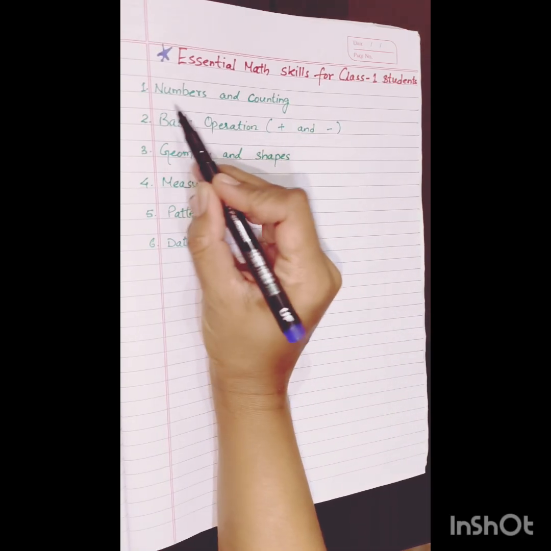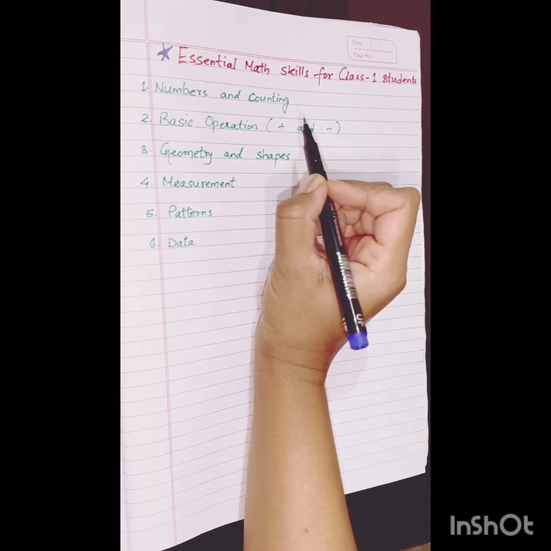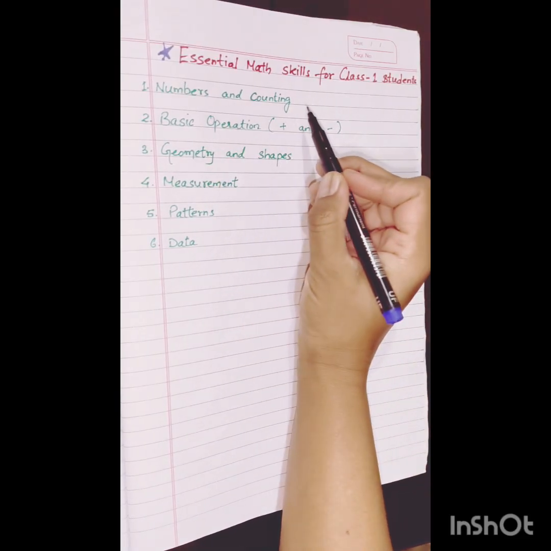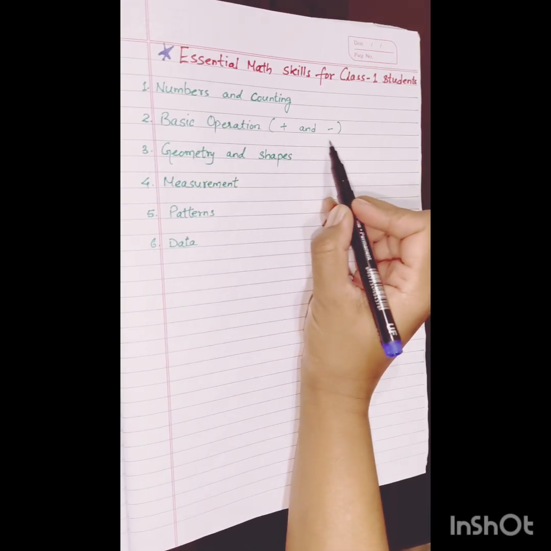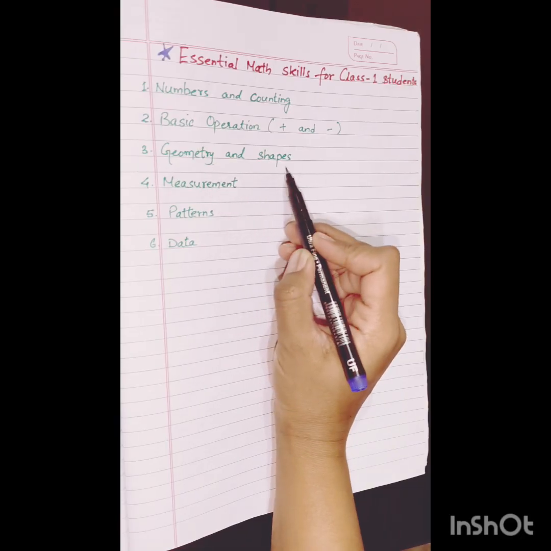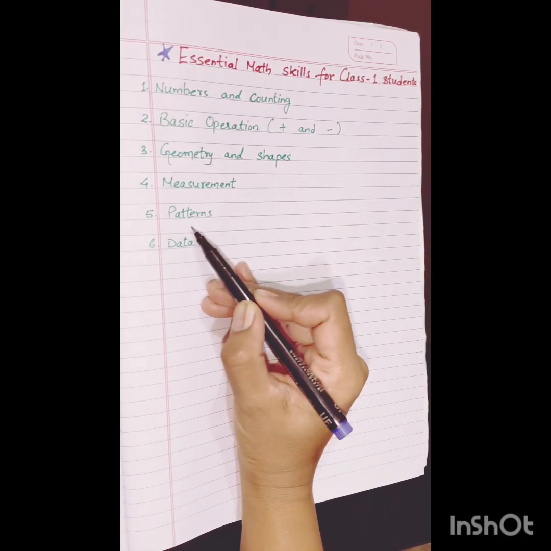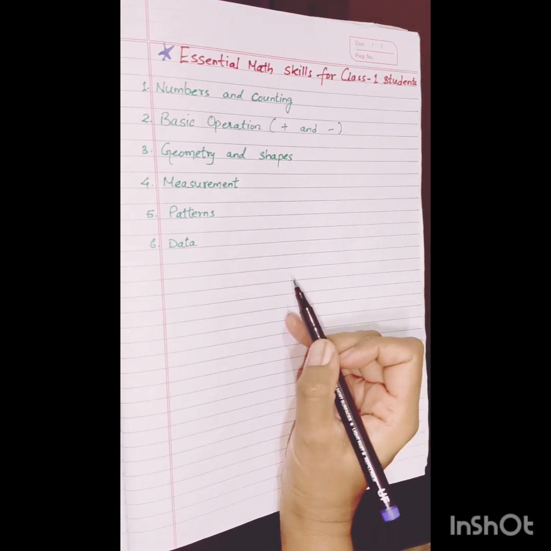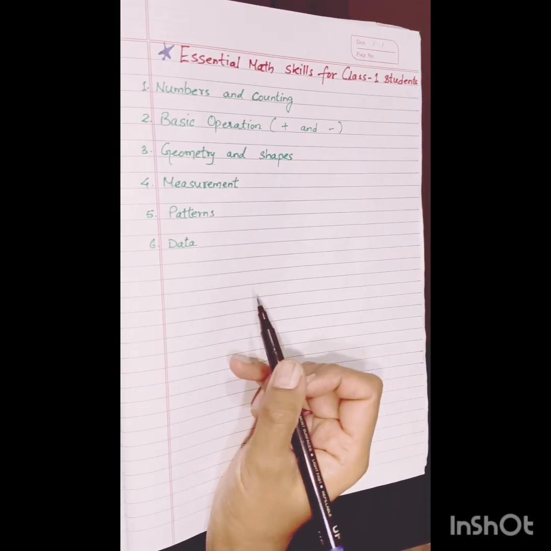The first skill a child should have when they are learning in class 1, or should develop through class 1 grade 1, is numbers and counting. Second is basic operations of addition and subtraction. Third skill is geometry and shapes. Fourth one is measurement. Then comes patterns, and lastly data. So these are the skills that should be developed by a class 1 student while studying in class 1.